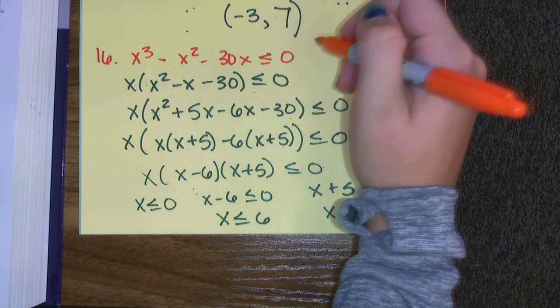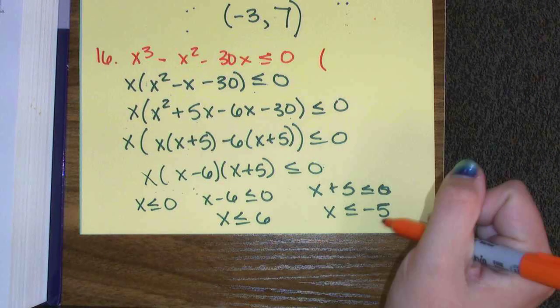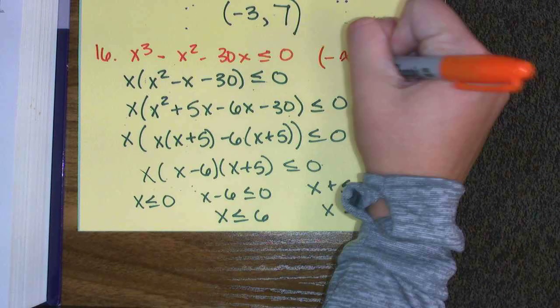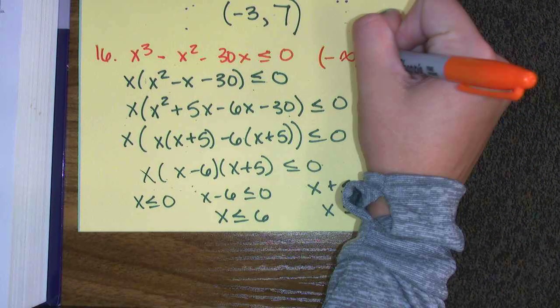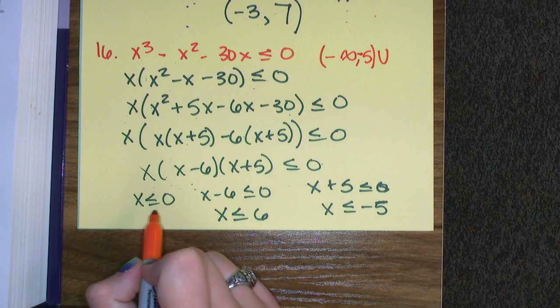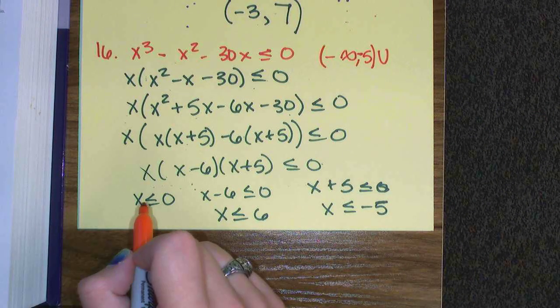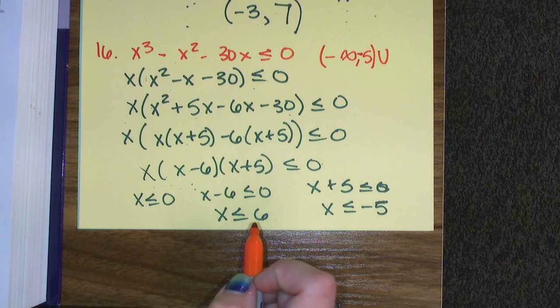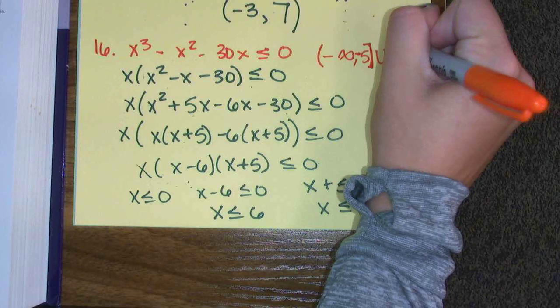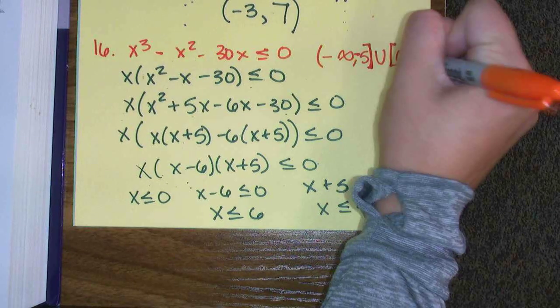Okay, so for this one, something less than negative 5 does work. So we're looking at negative infinity to negative 5, union. We know that the stuff between 0 and negative 5 doesn't work because we checked negative 1, but stuff between 0 and 6 does work. And also this should be a bracket, and then 0 to 6.